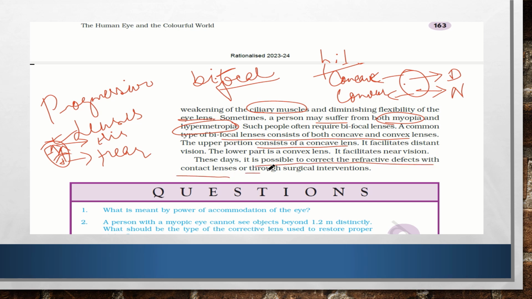It facilitates the near vision, and these days it is possible to correct the refractive defects with contact lenses or through surgical interventions as well. So you can do surgery, or we can wear certain contact lenses. It's not that you'll have to wear the specs always. If you're having any problem like that, you can go with contact lenses as well.